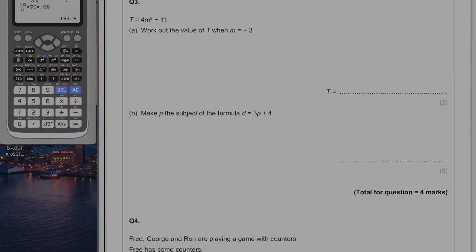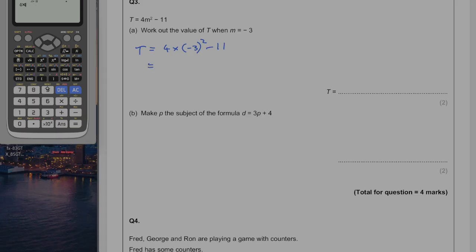Question 3. T is equal to 4m squared minus 11. Work out the value of t when m is equal to minus 3. So we've got some substitution. Whenever I substitute a negative number, I always like to put the negative number in brackets, particularly important for a question like this. And then technically speaking, we can actually just type this into our calculator. There's no need to overly complicate it.